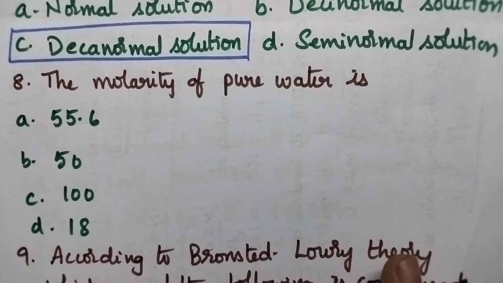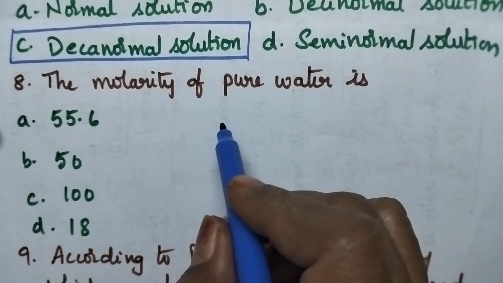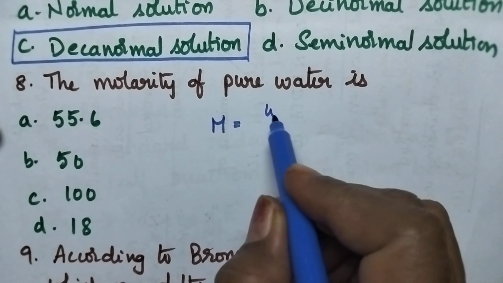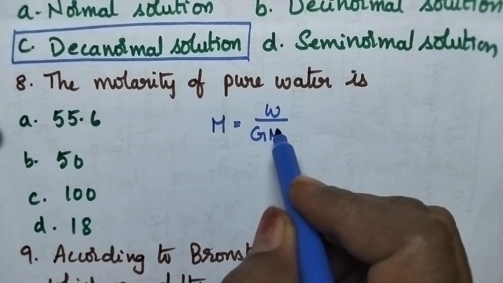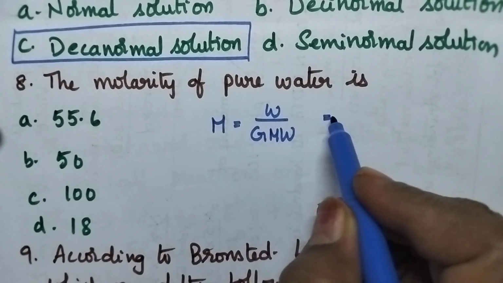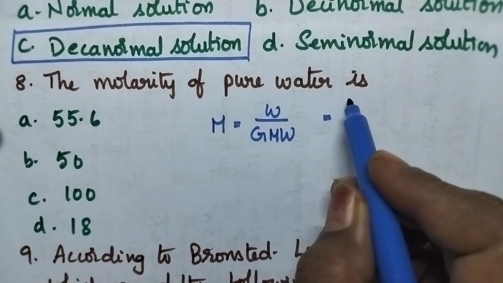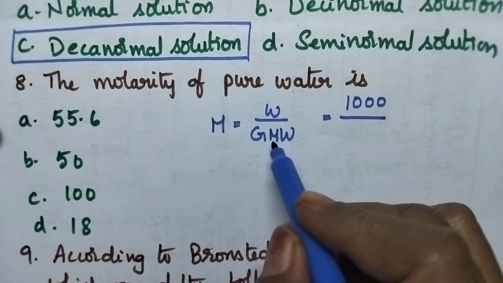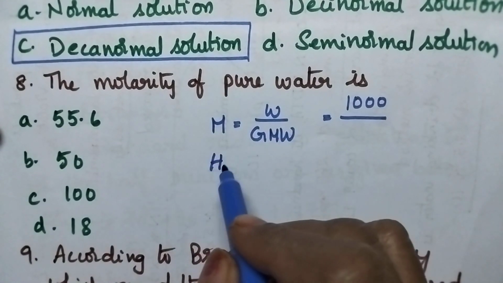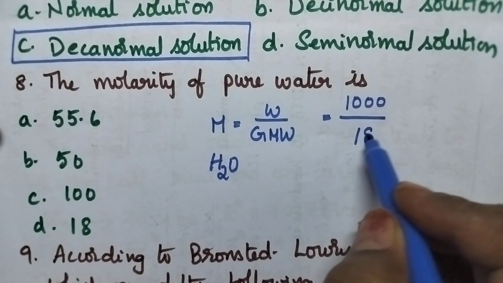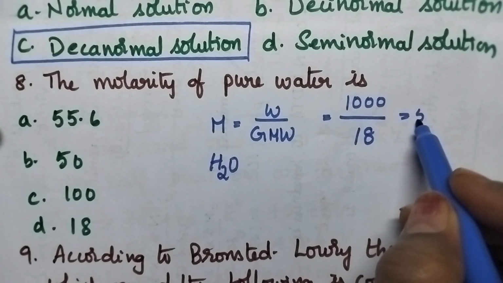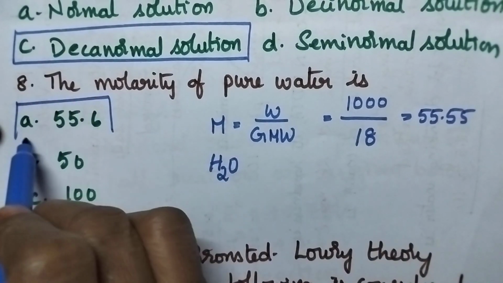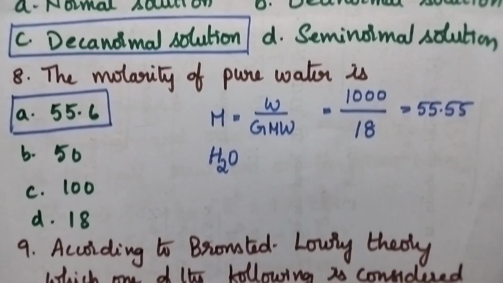The molarity of pure water is? In general, molarity can be calculated by using the formula weight divided by gram molecular weight for a liter of solution. Here the weight of 1 liter of water can be considered as 1000 grams, divided by the gram molecular weight of water, which is 18. So 1000 divided by 18 is equal to 55.55. That means option A, that is 55.6, is the right answer.